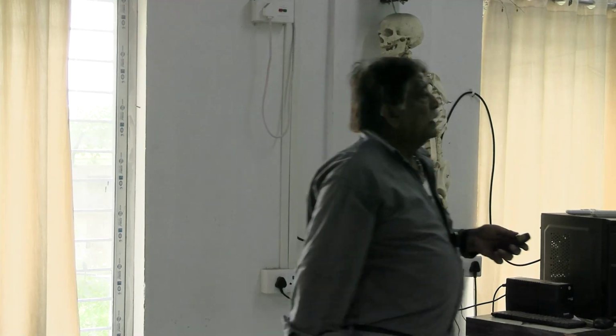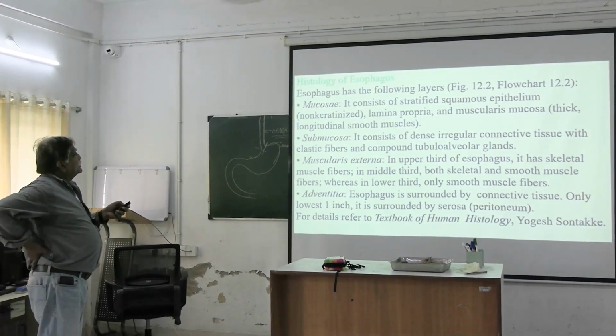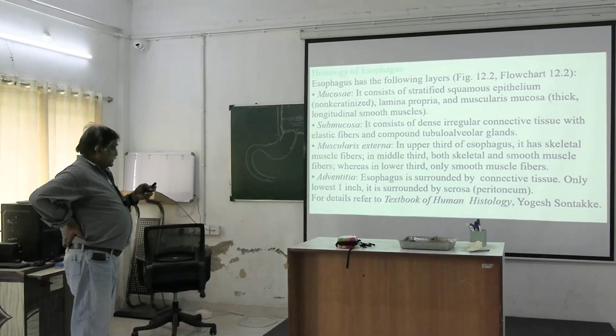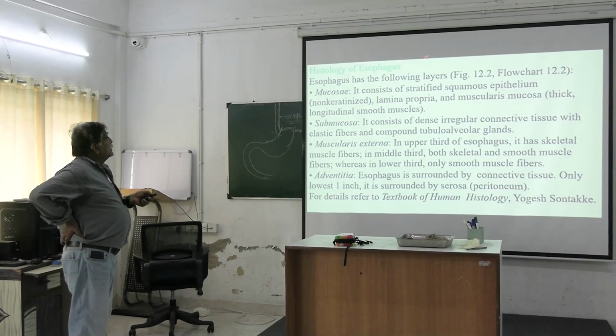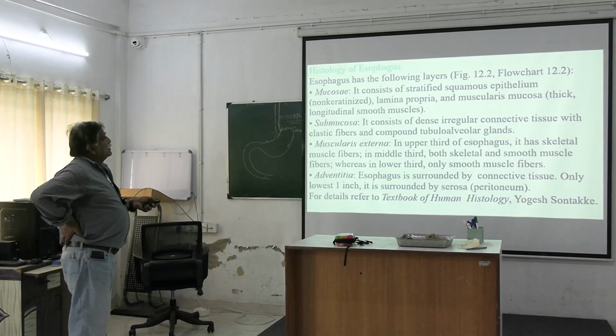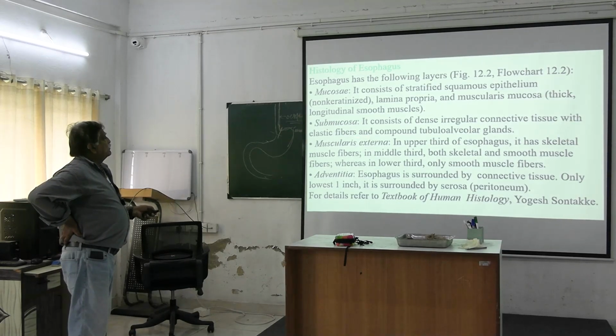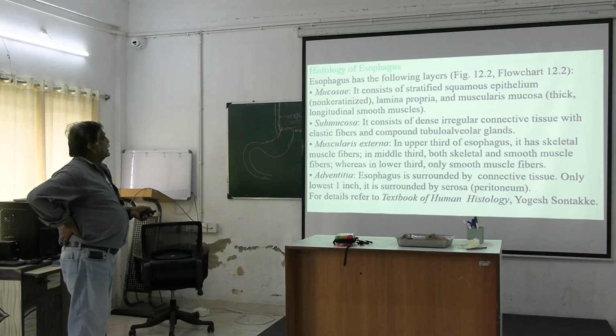And now, esophagus histology. The esophagus has the following layers. It consists of stratified squamous epithelium, non-keratinized, lamina propria, muscularis mucosae, longitudinal smooth muscle. Submucosa consists of dense irregular connective tissue with elastic fibers and compound tubuloalveolar glands.